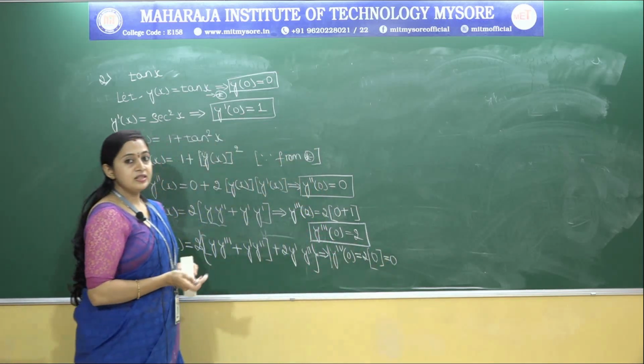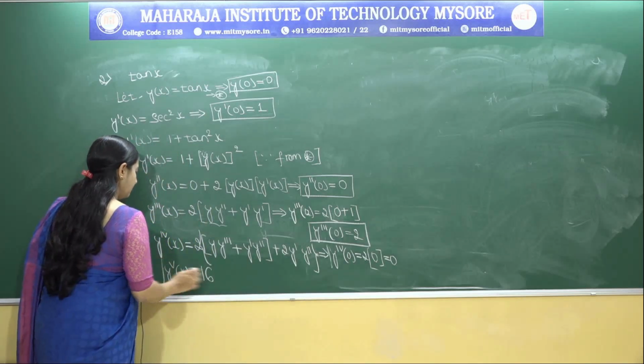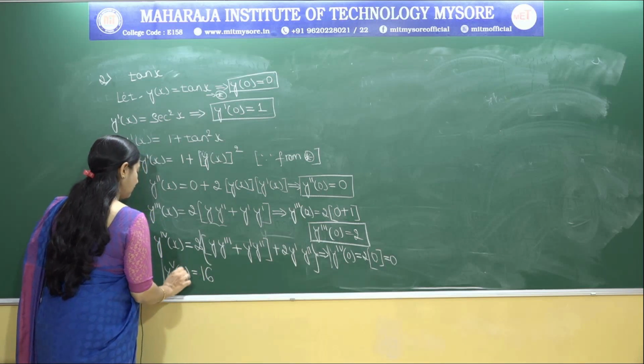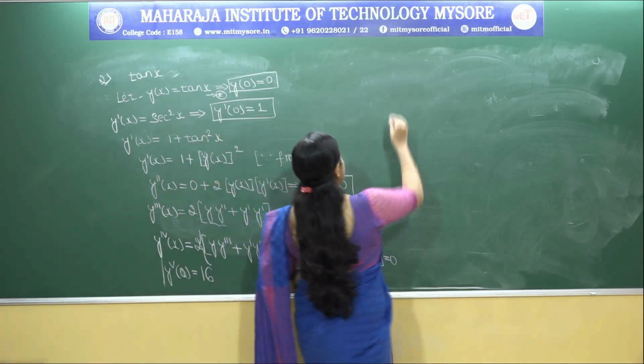So take one more differentiation, differentiate the term and put x value equal to 0. So you will get the term as 16. So the fifth derivative of 0 equal to 16. So you know the Maclaurin series expansion.